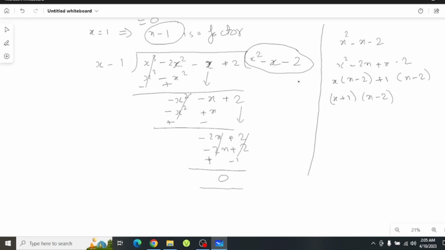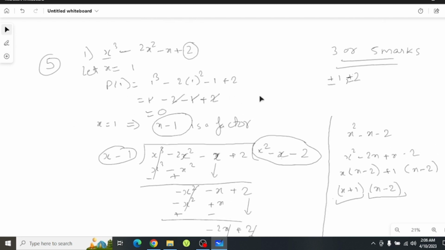Okay, so now you can see we have three factors. First one is x minus 1, another one is x plus 1, and the third one is x minus 2. So we can write our final answer as x minus 1, x plus 1, x minus 2. So this is our final answer, and in similar way you can attempt the other three parts.